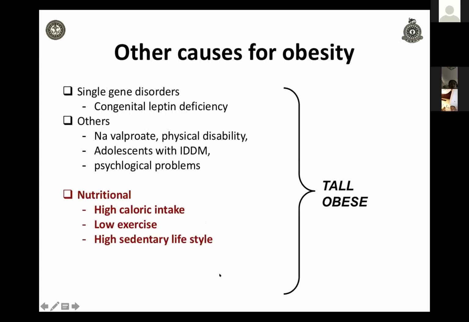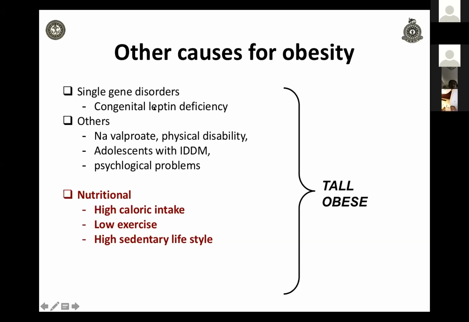On the other hand, we get the other category, the tall obese, that is their height will be at a higher level, above the median, maybe +1, +2 range. They are growing according to their possible genetic ability or the growth potential which is inherent, but their weight is surpassing that, so they become obese also. So this is mainly nutrition related.